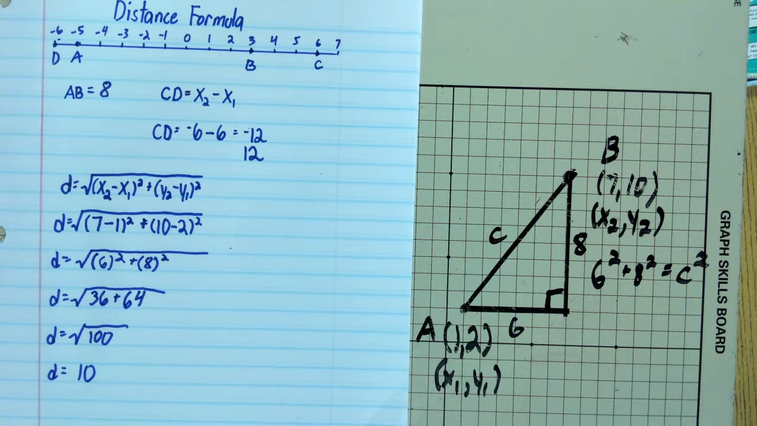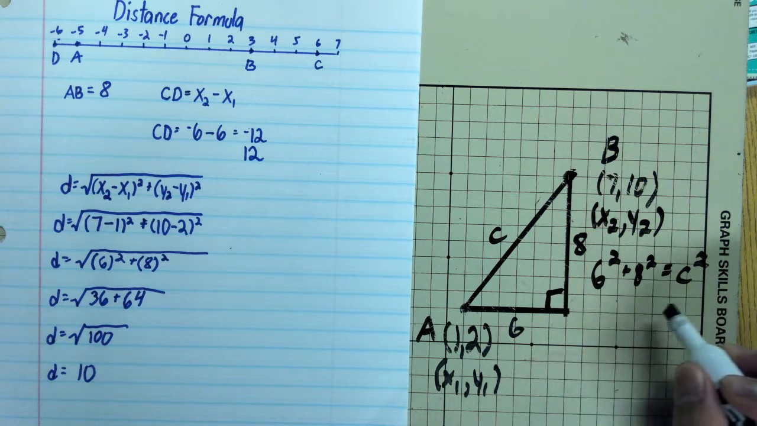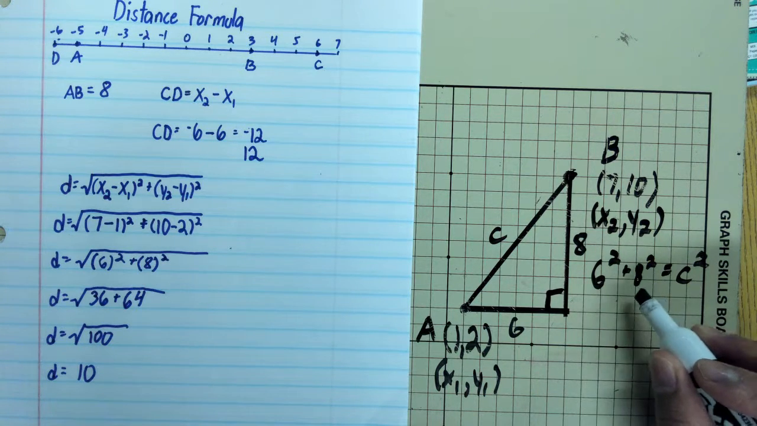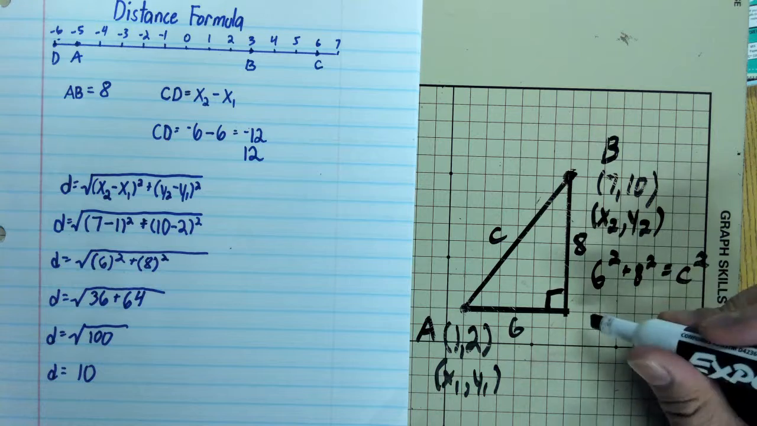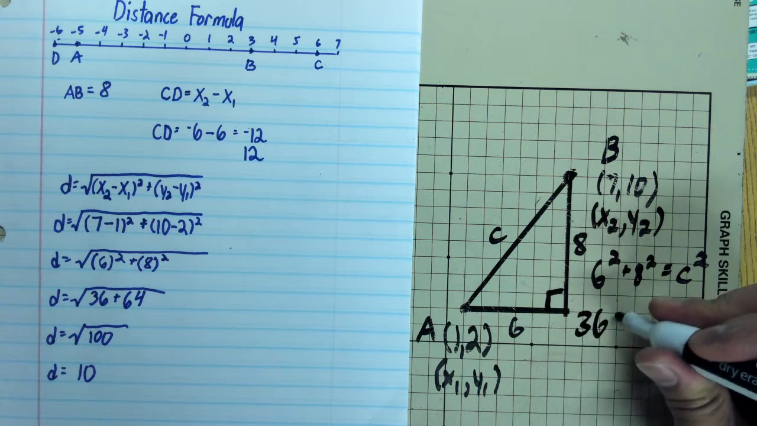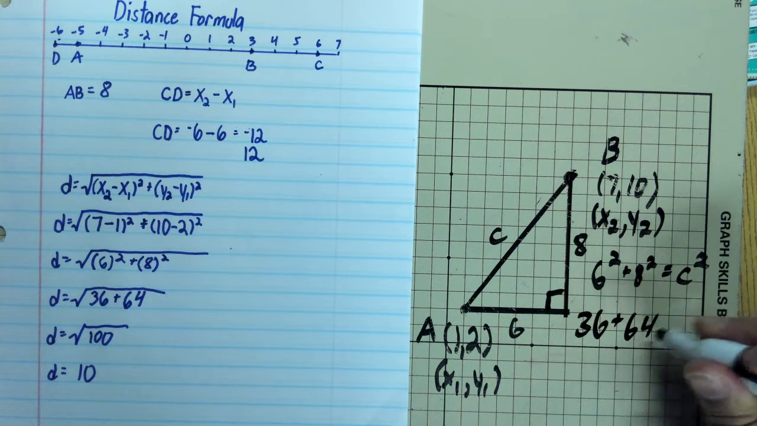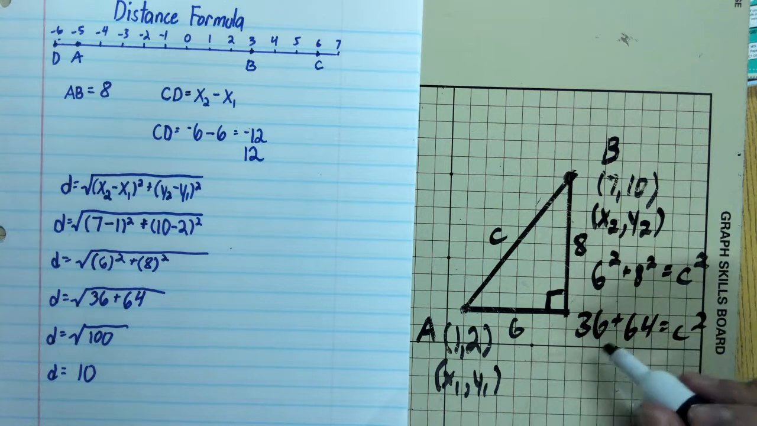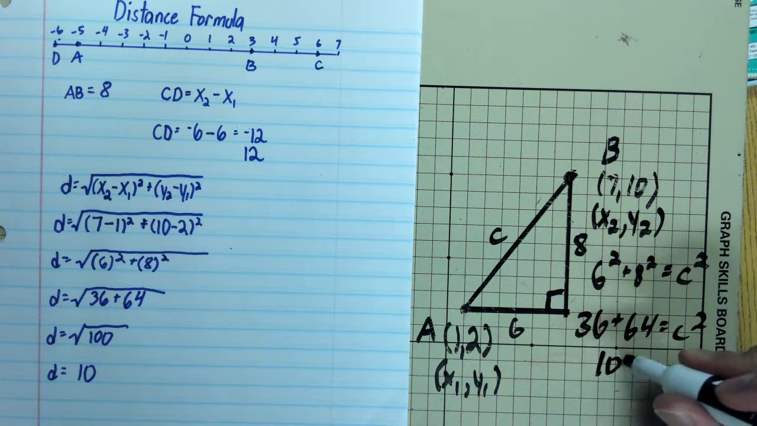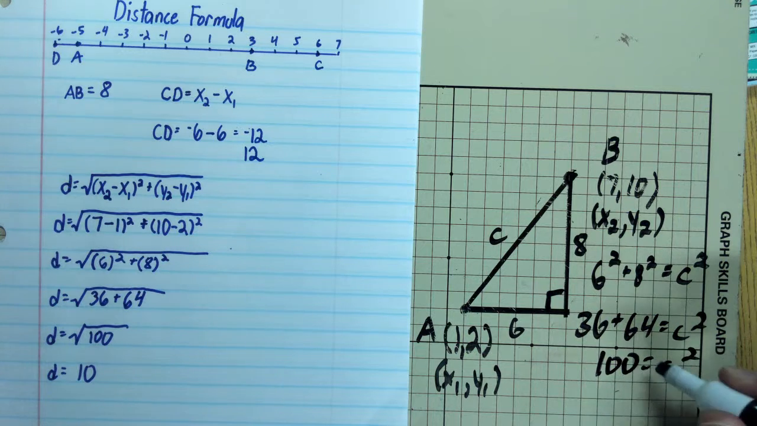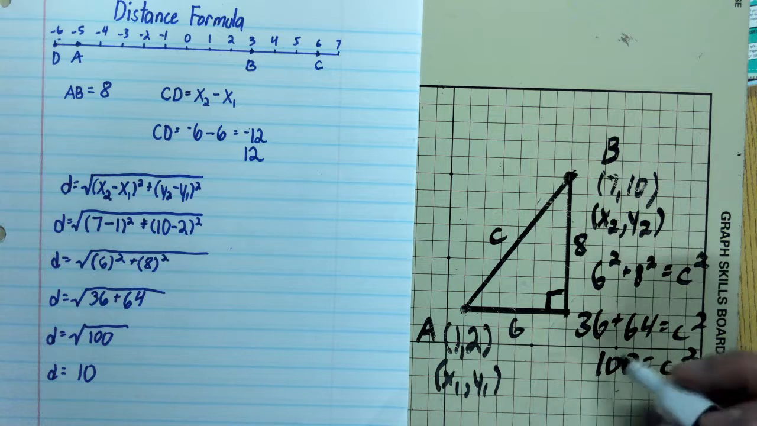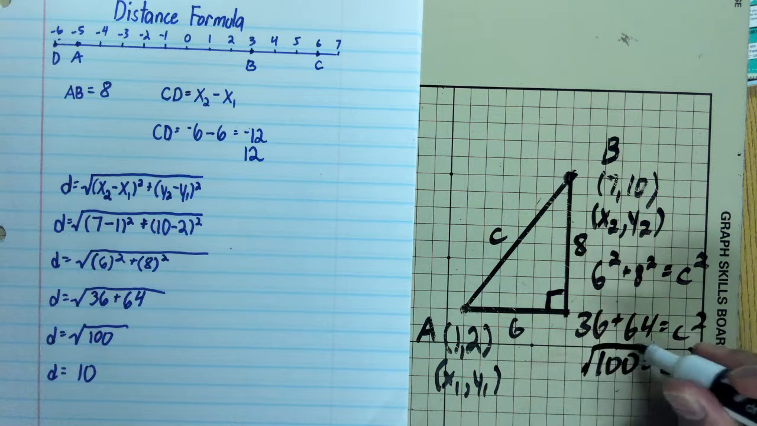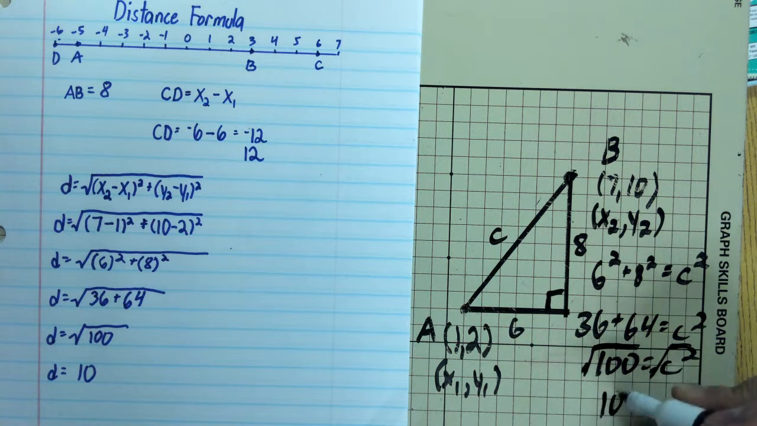So there you have the distance formula in action. Over here, as a side by side, let me continue the Pythagorean theorem. A squared plus b squared equals c squared. 6 squared gets me 36, plus 8 squared, 64, equals c squared. Adding 36 and 64 gets me 100, equals c squared. Last step of the Pythagorean theorem, to get rid of the squared, we square root. And the square root of 100 is 10.